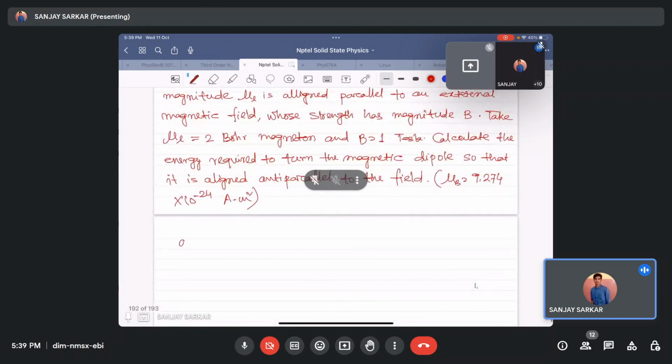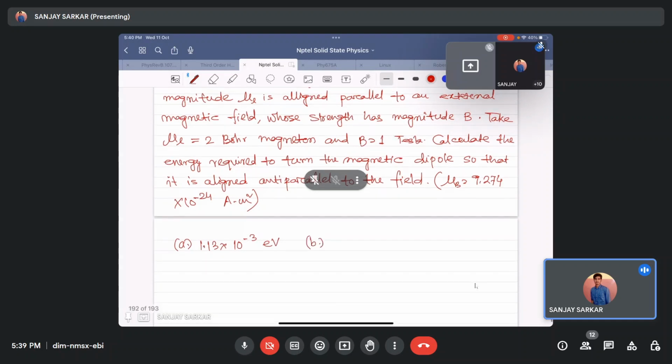So again it is a multiple choice question, and the options are: Option A, 1.13 into 10 to the power minus 3 electron volt. Option B is 2.32 into 10 to the power minus 4 electron volt. Option C is 5.53 into 10 to the power minus 5 electron volt, and option D is 6.73 into 10 to the power minus 6 electron volt.